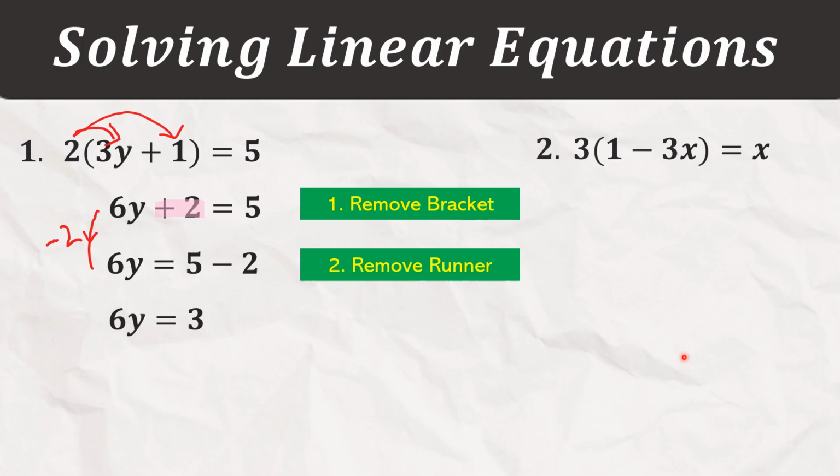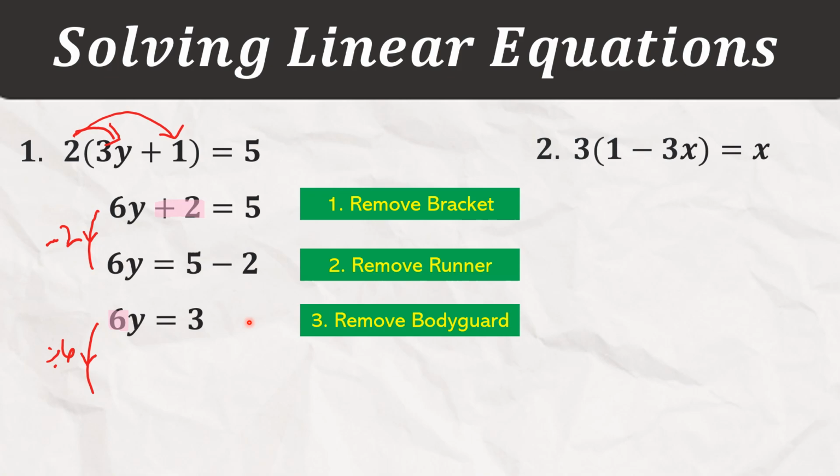Once I have this, I am ready to identify the bodyguard. Remember, the bodyguard is the number that sticks to the Mafia. Because I want to solve for y, y is the Mafia, so 6 is the bodyguard. To remove the bodyguard, I need to reverse the operation. Instead of 6 times y, I divide by 6 on both sides. That is how I derive y equals 3 over 6, and I can simplify this to give me half. This is how I solve for the value of y.